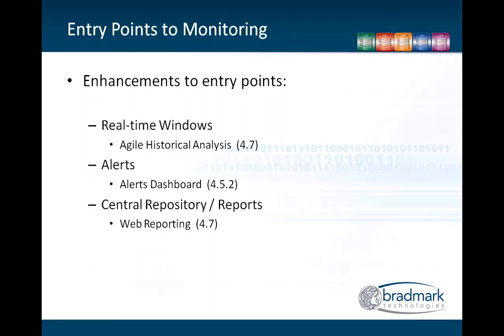So the enhancements that we've done this year in 4.5 and then also in 4.7 coming up are the following. In the real-time windows, Agile Historical Analysis is an enhancement so that we can provide things in a much easier to access way, because we've gotten feedback from customers that we need to be able to access data in a certain way. So we're trying to provide that with the Agile Historical Analysis, to be able to see that top SQL by hour, to see all the SQL between 5 and 7 o'clock. Those kinds of short-term historical needs are something that we're really trying to emphasize in our 4.7 product.